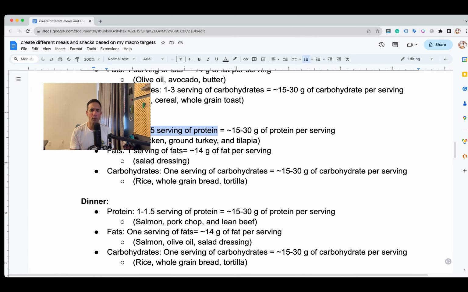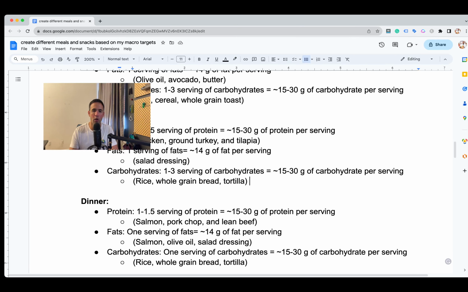So then we move on to carbohydrates. I'd actually say we're going to bump this up to 1 to 3 servings of carbohydrate. Again, average serving about 15 to 30 grams of carbohydrate per serving. We can do rice, whole grain bread, some tortilla. So you could do a turkey sandwich for lunch, for example, right?